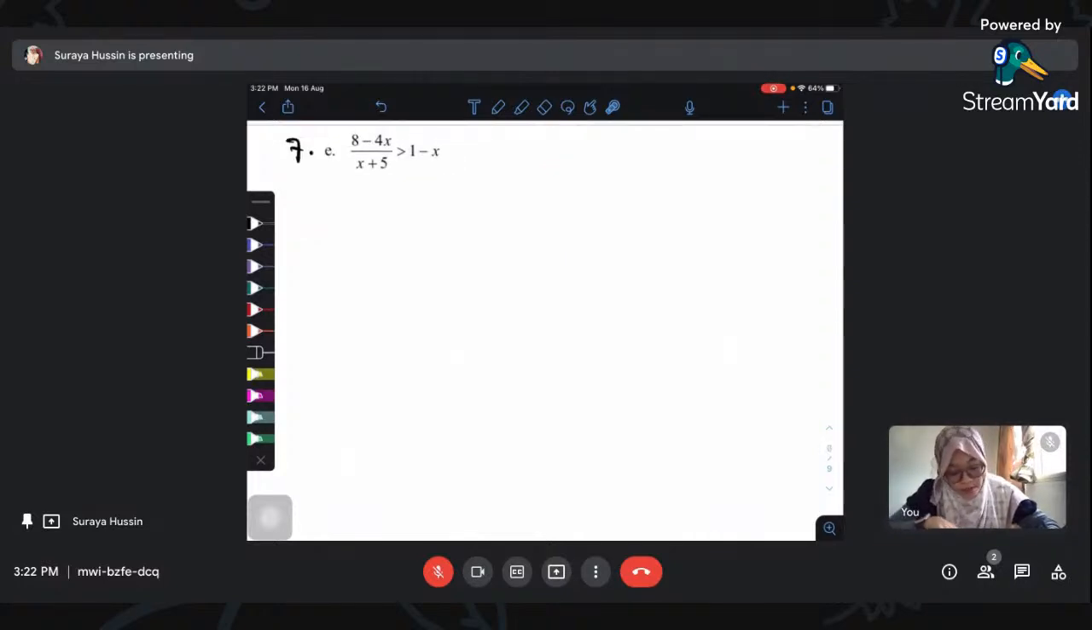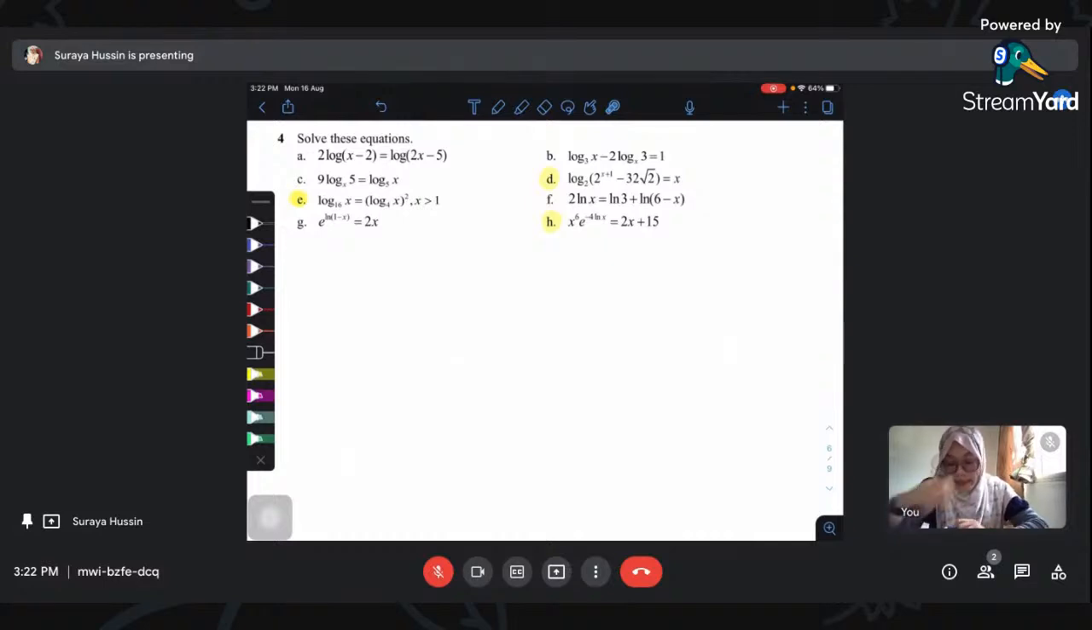Nombor 7E ni pun macam pelik kan? Tapi kalau saya sempat lah ya. So I'll go to 4E first lah guys. 4E lah, 4E penting kan? Yang D dan H ni tengok kalau sempat ke tak ya. So 4E.